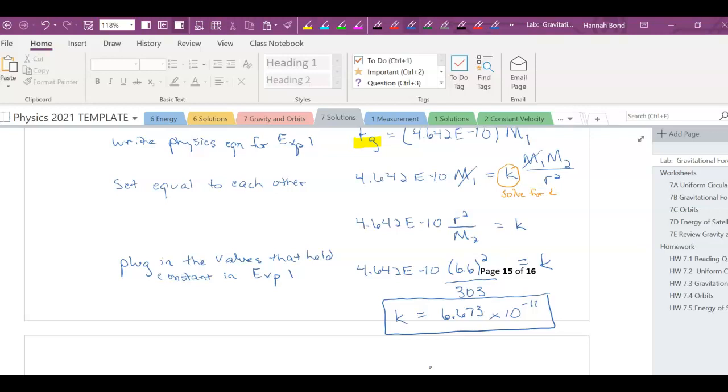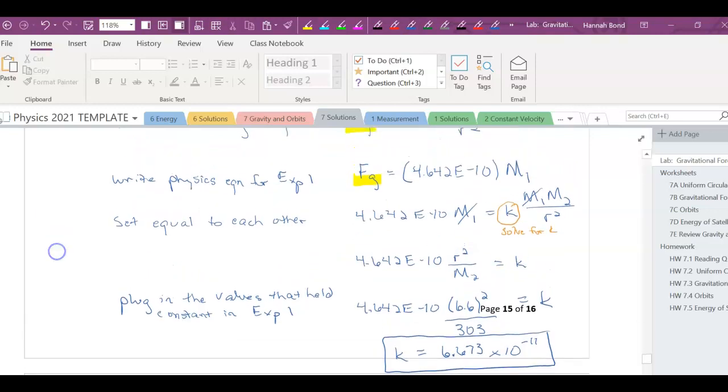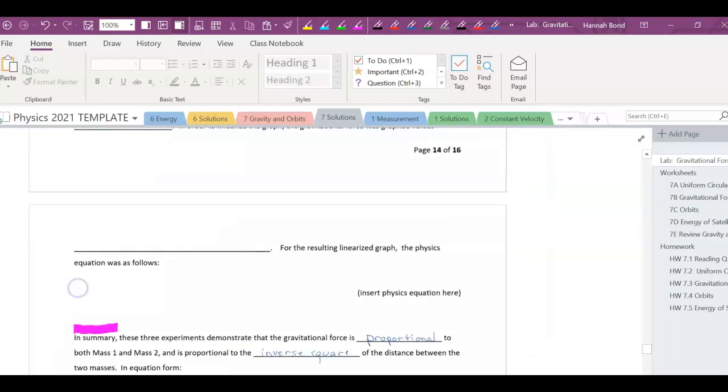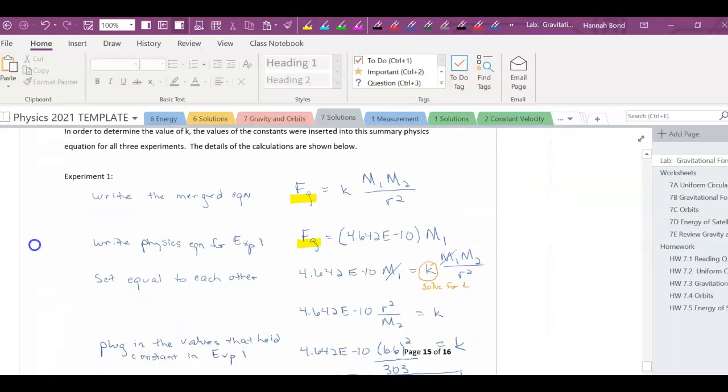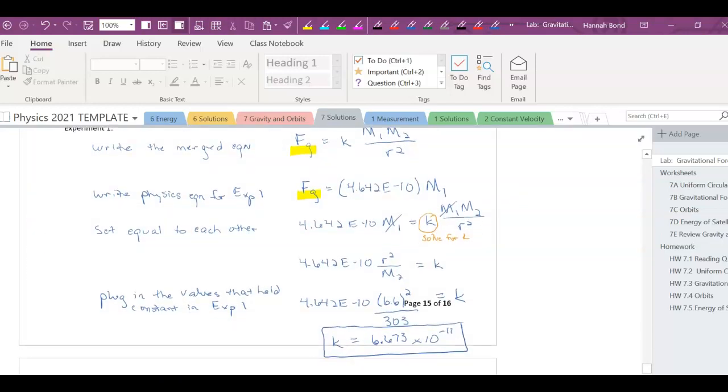You need to do this for each experiment. It is the same type of process where you start with the merged equation, then you write the physics equation for that experiment, whether it's 1, 2, or 3. You set the two equations equal to each other and solve for K. Then you plug in the values that are held constant during that experiment.